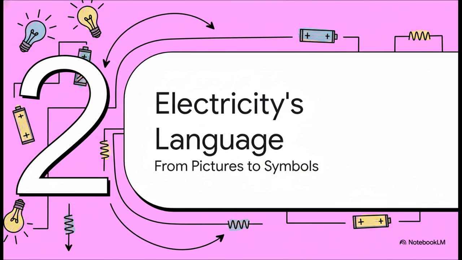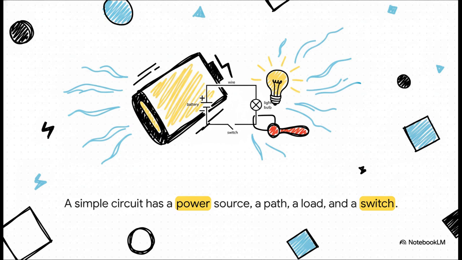So we've got this idea of a complete path, right? A circuit. But drawing out detailed pictures of batteries and light bulbs every single time would get old fast. So engineers came up with a much simpler way to map out these electrical roads. I mean, look at this simple circuit again. You see all the parts. The power source, the path, the thing it's powering, and a switch to turn it on and off. But drawing this is still kind of clunky, isn't it? There's got to be a better way.